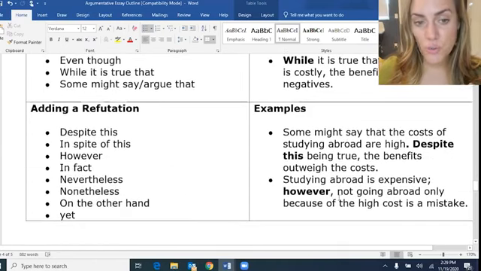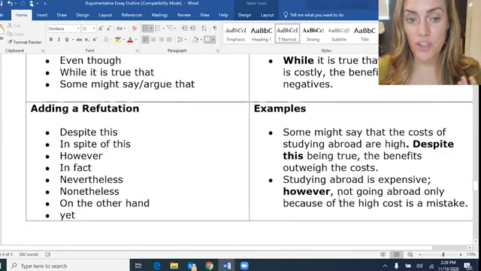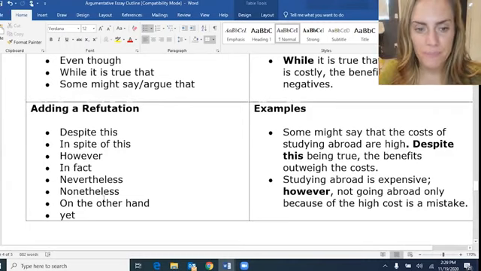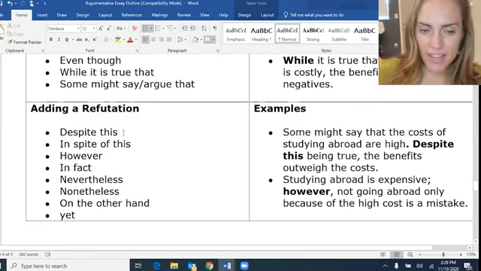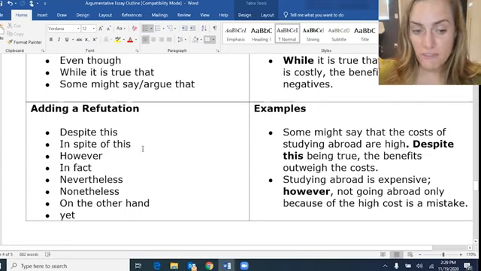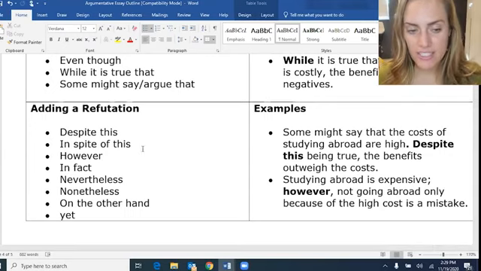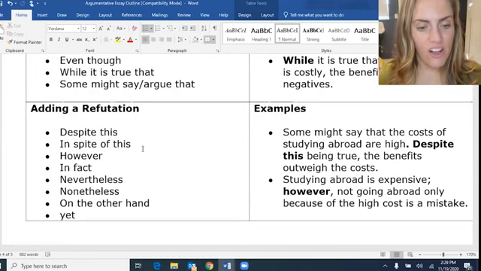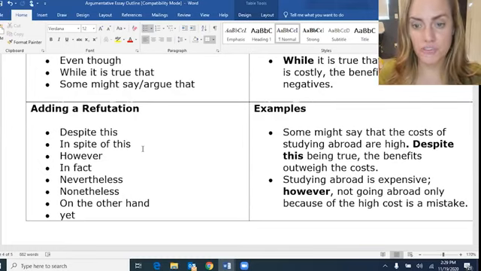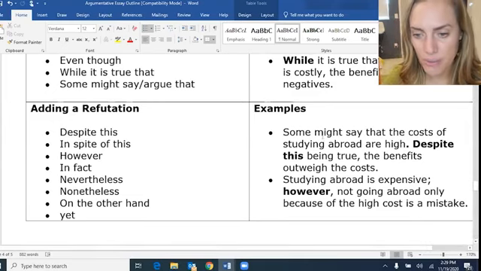And then, of course, you want to concede and show that they're wrong, right? You want to refute them. So you could say, despite this, or in spite of this, or however, or in fact, nevertheless, nonetheless, on the other hand, and yet, as just a few. So let me show you the examples.